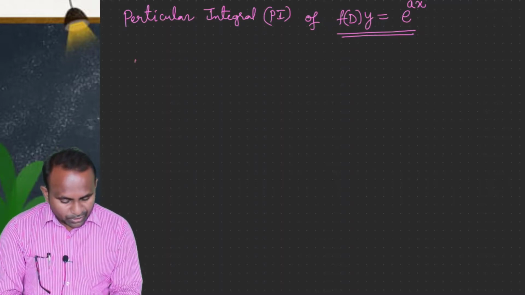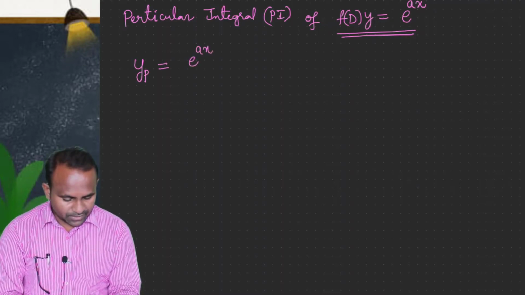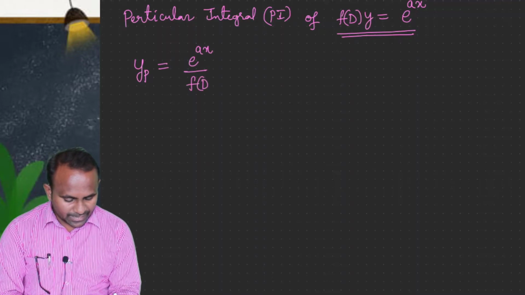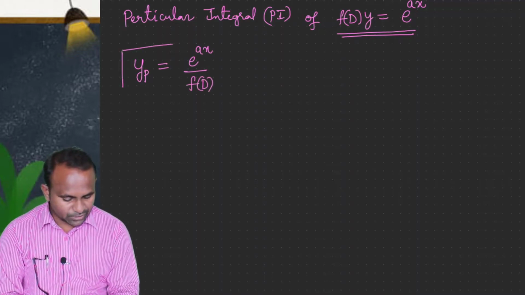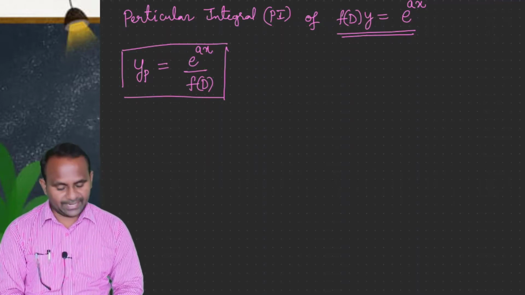Your particular integral y p here, you are finding y from this differential equation which is of the type e power ax by f of D. This is what your intention is to find. This is your particular integral. This is what we are finding.